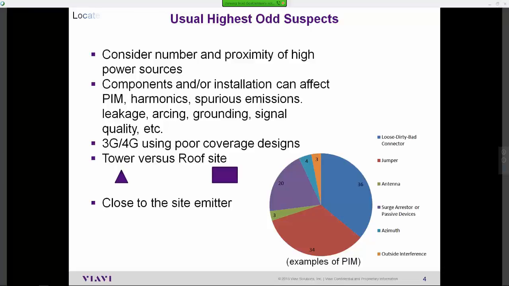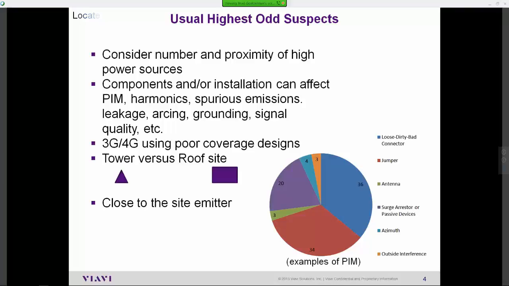That's not to say that external interference can't be prevalent, but in most cases in my travels, the folks trying to find the problem are looking around the cell site, not realizing the cell site itself is causing the problem. Another area I've seen quite commonly is in 3G and 4G technologies, which use poor coverage designs. The reality is this is a frequency reuse of 1, and you have to understand that your ideal goal is to minimize overlap between adjacent sites and sectors.